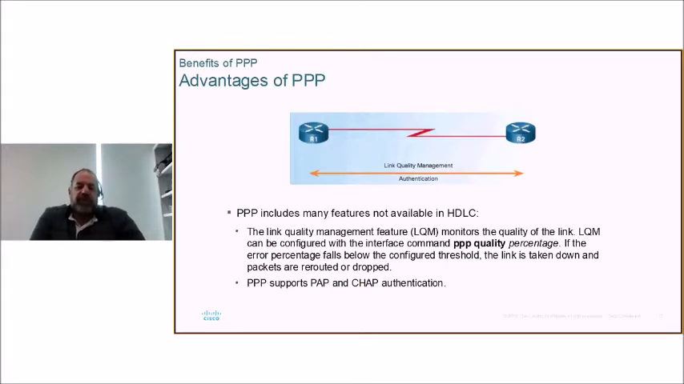You can do link quality management with PPP, which monitors the quality of the link and can be configured with the interface command ppp quality and then a percentage. If the error percentage falls below the configured threshold, the link is taken down and packets are rerouted or dropped. PPP also includes authentication, so there's PAP and CHAP. CHAP is the more secure of the options there.